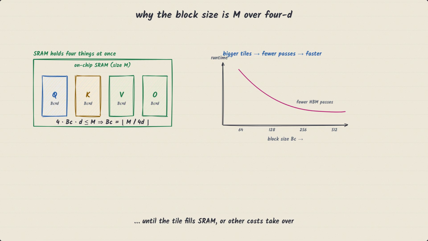That's the whole tuning knob, one number, set by the hardware. Now assemble the full forward pass. There are 2 nested loops. The outer loop walks across the column blocks of K and V, loading each pair from HBM into SRAM one time. The inner loop walks down the row blocks of Q.